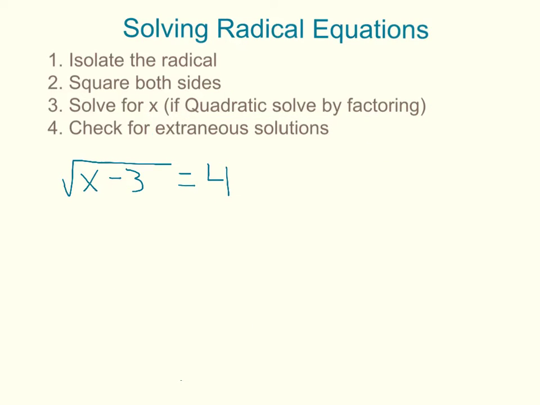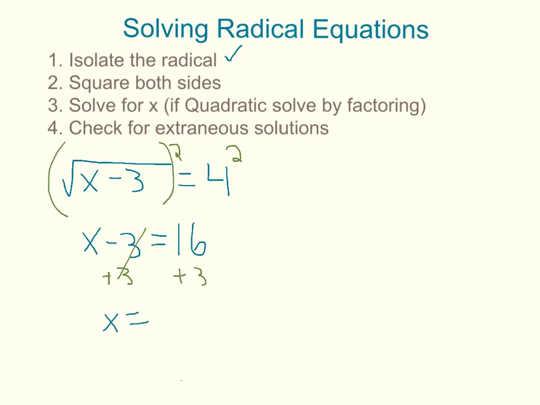Here's our next example. The square root of x minus 3 equals 4. So the first step is to isolate the radical, but actually the radical is already by itself on one side of the equal sign. So we can go ahead and square both sides. So when you square this, the left side, it just cancels out the radical and leaves you with x minus 3. And then we can square the right side, where 4 squared is 16. And then all we have to do, add 3 to both sides.